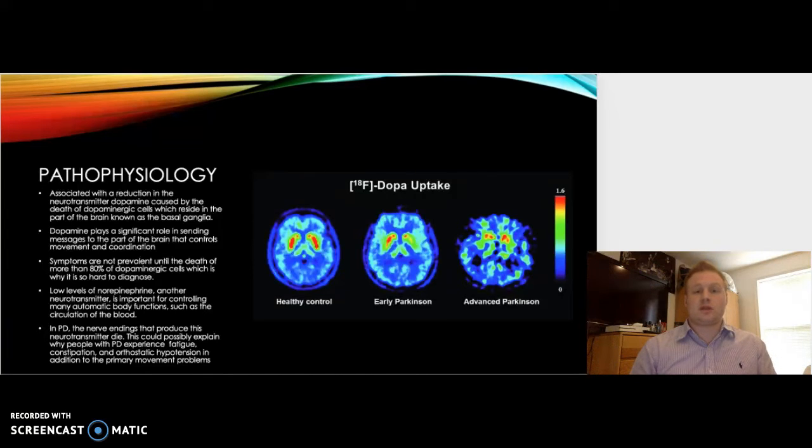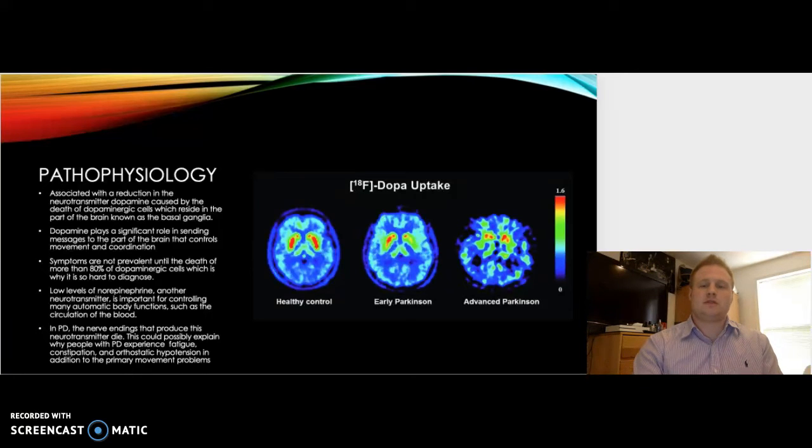So orthostatic hypertension is when you get dizzy or a little lightheaded after you stand up because all the blood has pooled to your legs. But obviously the primary movement problems are the main idea here. So if we take a look at this image here, this is actually an image from the American Journal of Neurology, and it's actually a SPECT scan.